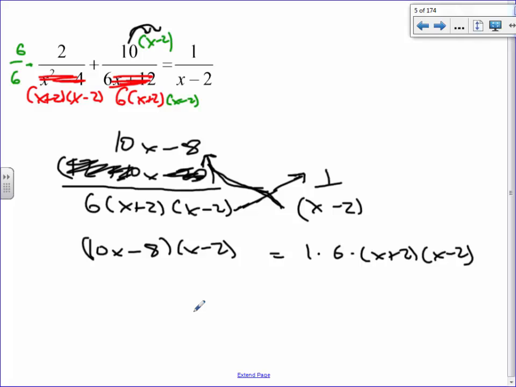Still good. Okay, distributing time. We're back to having a knot in the rope. It's a mess again, right? So FOIL it out. This is going to give you 10x squared minus 8x minus 20x plus 16.